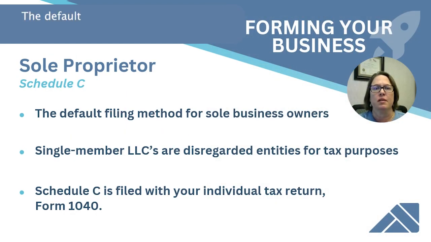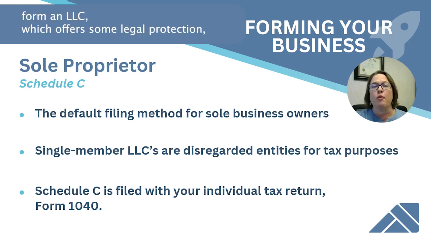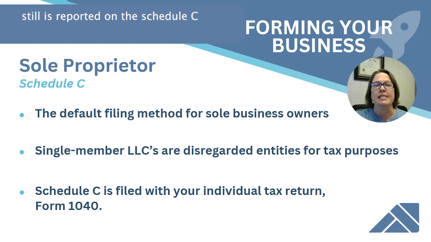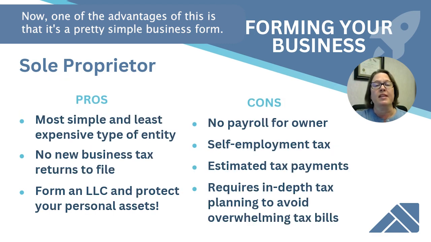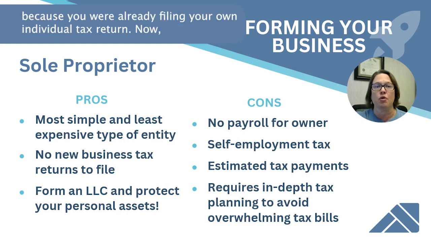The default entity type is a sole proprietorship if one owner starts a business. You can even form an LLC, which offers some legal protection, but as a single member LLC, because you're the only owner, this is reported on the Schedule C inside your own tax return. Now, one of the advantages of this is that it's a pretty simple business form. There's not a lot of expense in getting it set up. You don't have to file a separate tax return because you were already filing your own individual tax return.